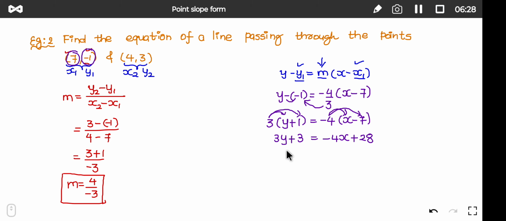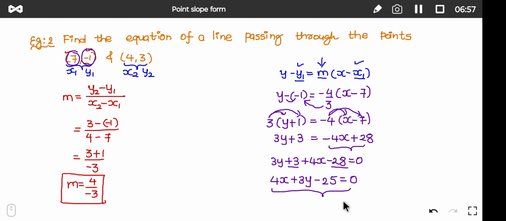Okay. So if we take both the terms to the left hand side, we will get 3y plus 3 plus 4x minus 28 is equal to 0. So if we rearrange the terms, we will get 4x plus 3y, then 3 minus 28, which is minus 25, is equal to 0. So this is our required equation of a straight line which is passing through the given 2 points.